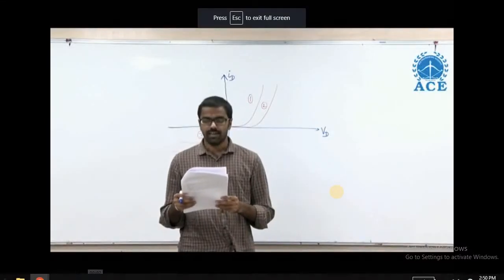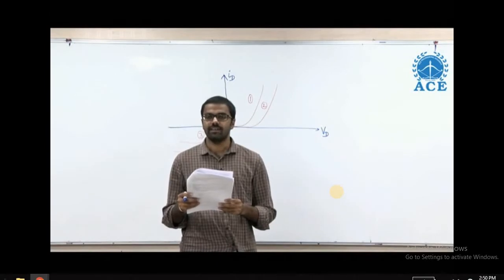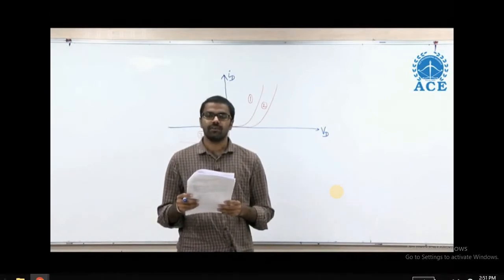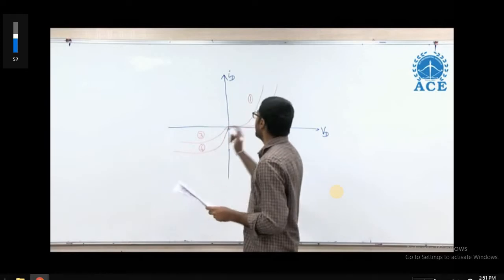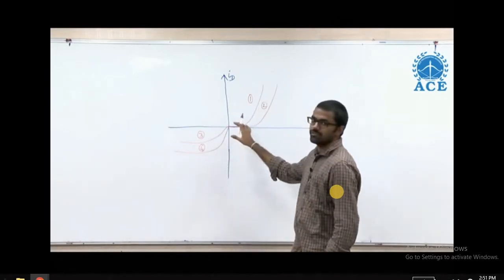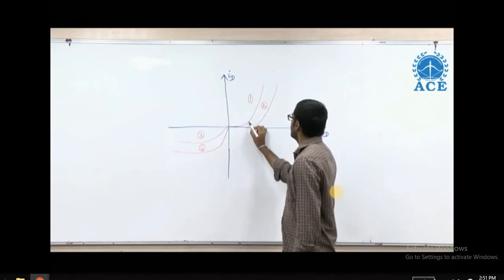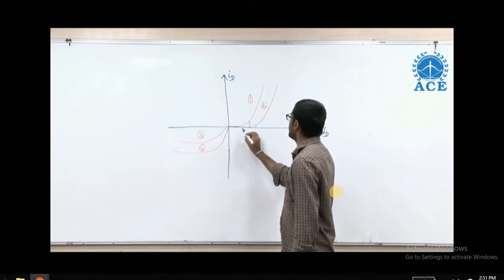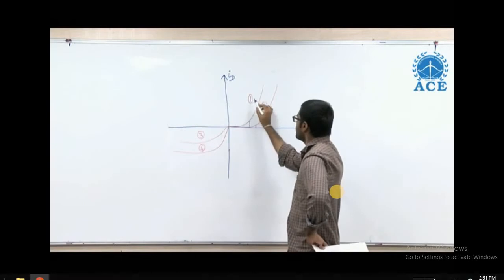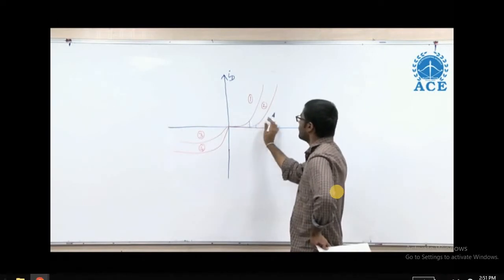Here, they have provided us ID versus VD relationships for two of the diodes. We have to find which ID and VD characteristics belongs to which diode. First of all, if we observe, the cut-in voltage of the first diode is very less when compared with the second diode.